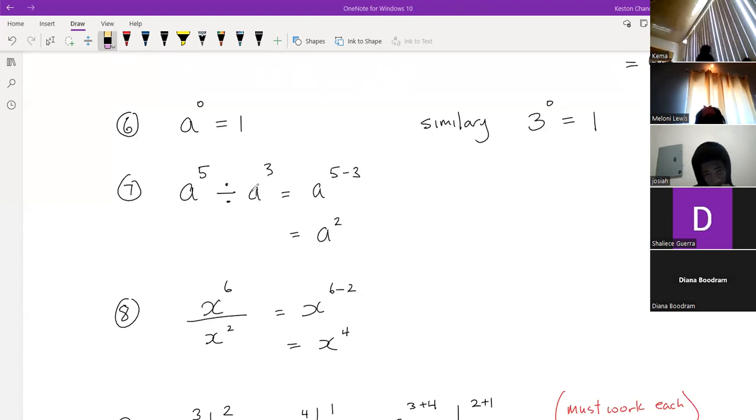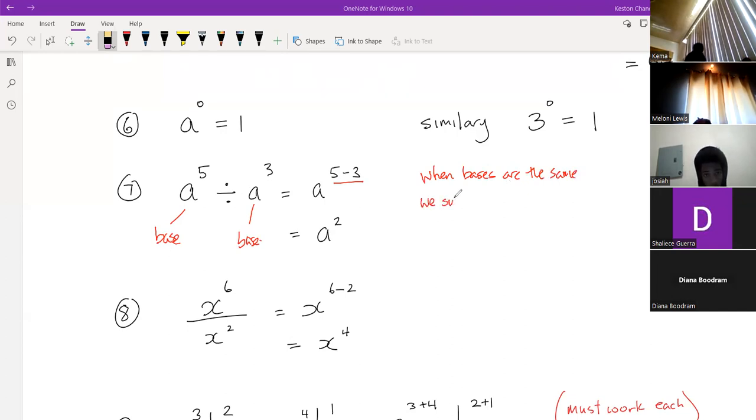Division. Division is the opposite of multiplication. So when we are dividing and the base is the same, check the base here. The bases are A. This is also an A. Once these bases are the same, we subtract the powers. So with multiplication, we add the powers. With division, once the bases are the same, we subtract. So when bases are the same, we subtract powers when divided.